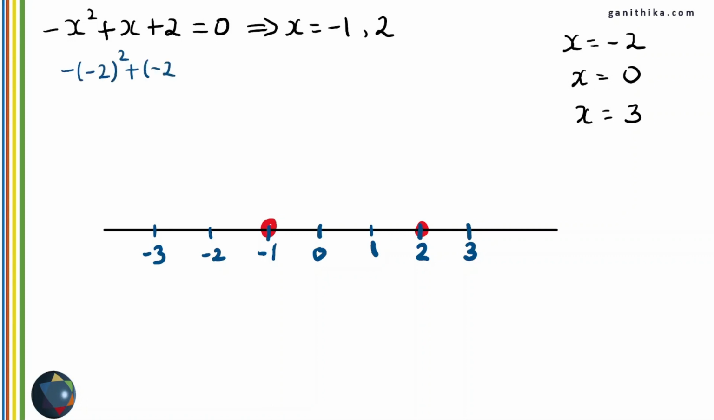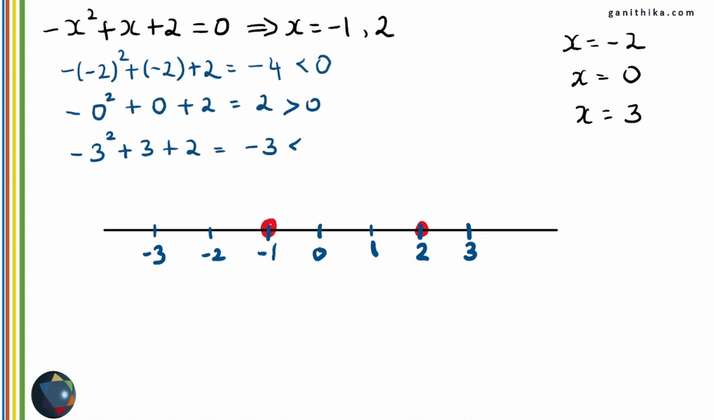Substituting these values into the equation, we get these 3 values. Minus 2 is going to give me a negative value, 0 is going to give a positive value, and 3 is going to give me a negative value. Therefore, the sign diagram looks like this. Once you have the sign diagram, split the number line into 3 parts, and accordingly you can give the solution for the inequalities as per the question.